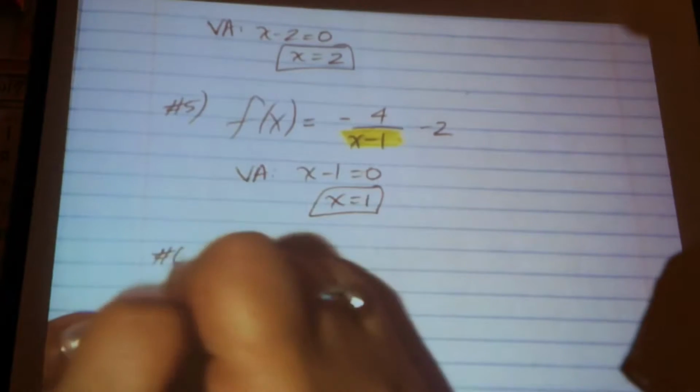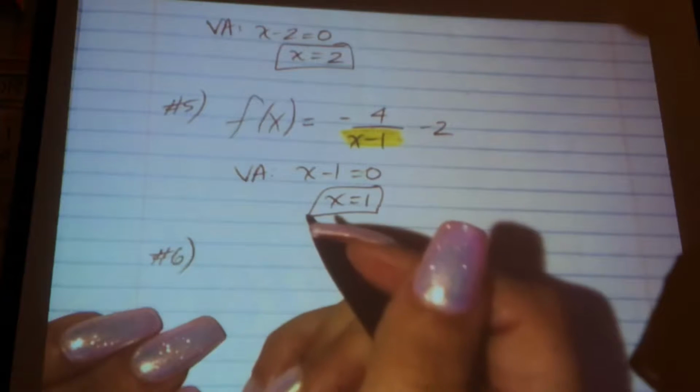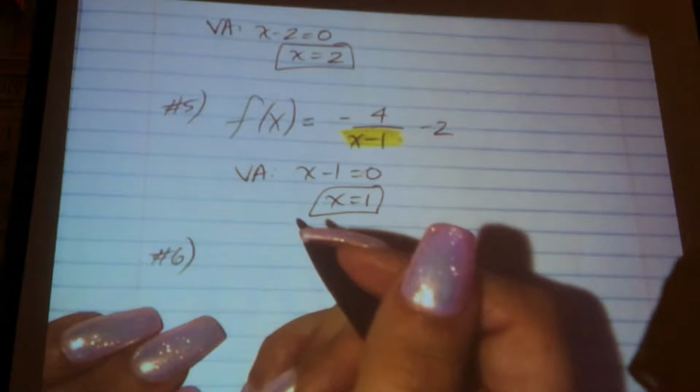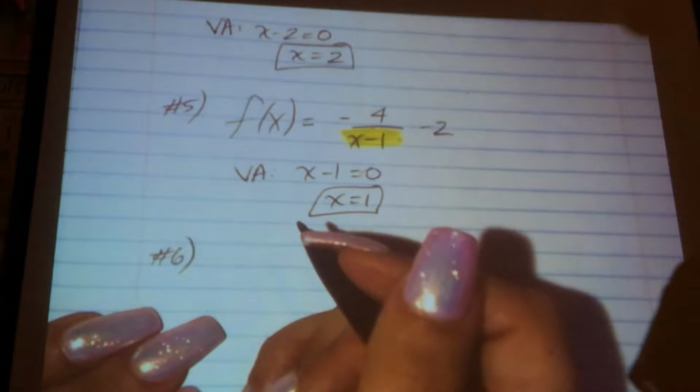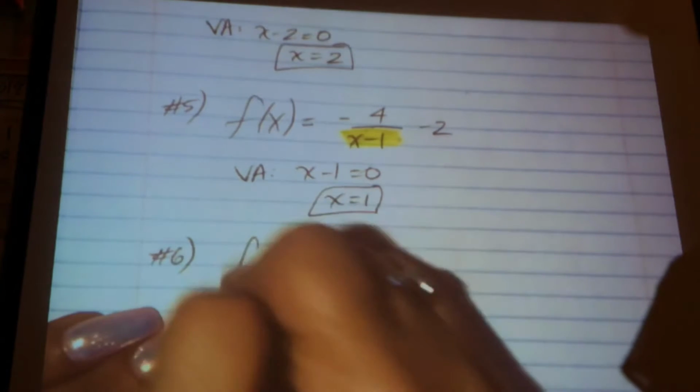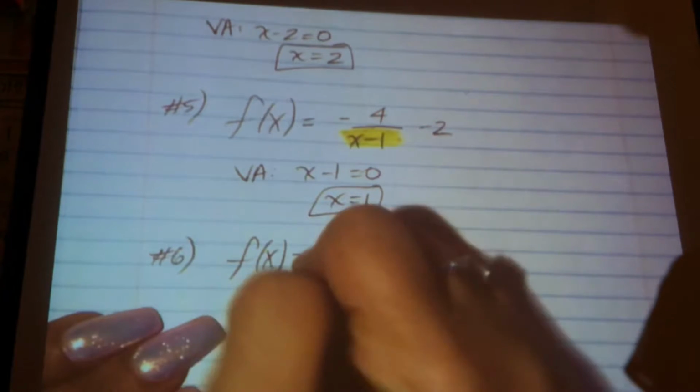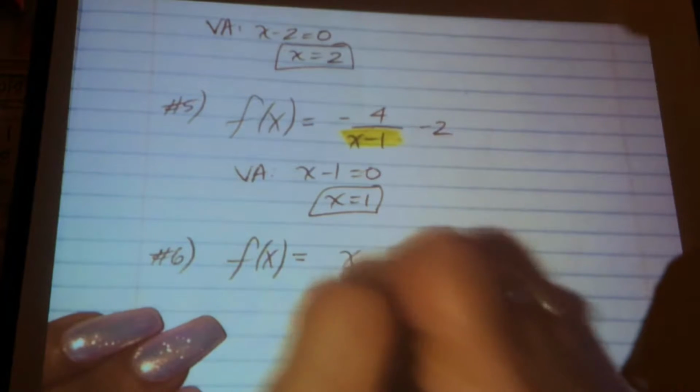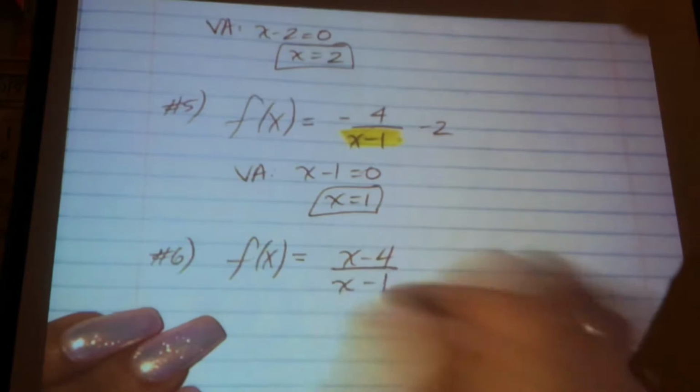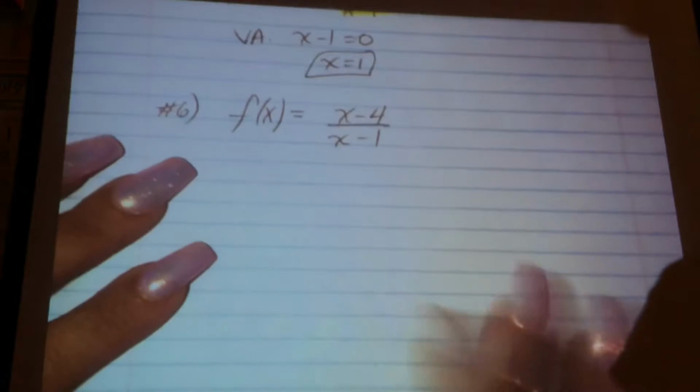Number 6. Now we're going to do the whole shebang. We're going to do the holes, vertical asymptotes, x-intercepts. So now we're going to do the entire quadrant that I taught you to use. So x minus 4 over x minus 1. We have all 4 parts they want this time.